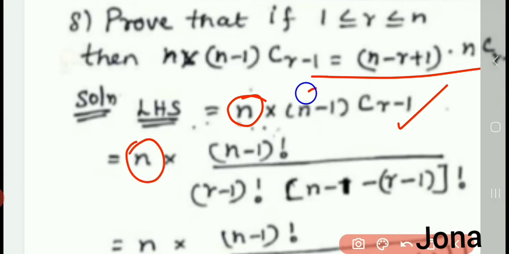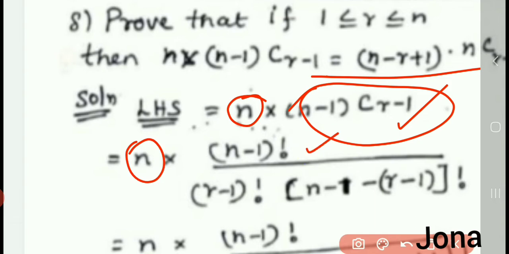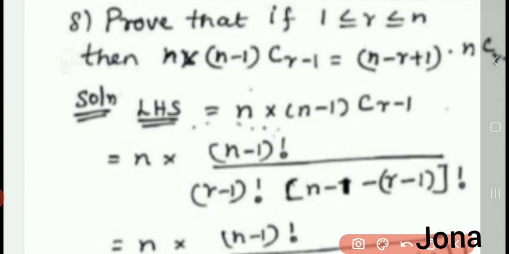So I can write this n minus 1 C r minus 1 as n factorial divided by r factorial into n minus r factorial. Here n is n minus 1. So I can write this as n minus 1 factorial divided by r minus 1 factorial into n minus r factorial. Okay. So now I want to simplify this thing there in the bracket.